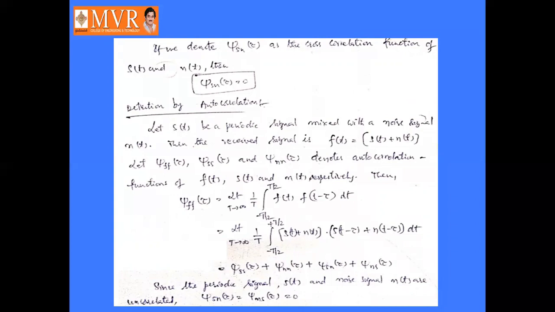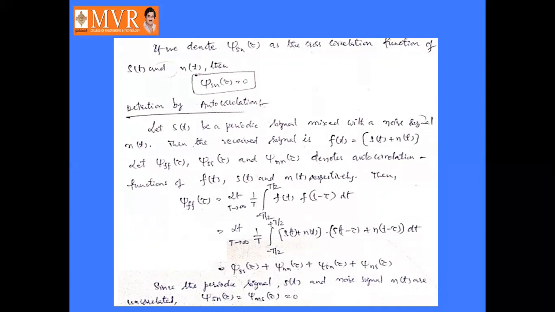Let chi ff of tau, chi ss of tau, and chi nn of tau denote the autocorrelation functions of F of t, S of t, and N of t respectively. Then chi ff of tau is equal to limit T tends to infinity 1 by T into integral minus T by 2 to plus T by 2 f of t into f of t minus tau dt, right? Or it is equal to limit T tends to infinity 1 by T into integral minus T by 2 to plus T by 2 of s of t plus n of t into s of t minus tau plus n of t minus tau dt, right? F of t is nothing but the combination of s of t and n of t.